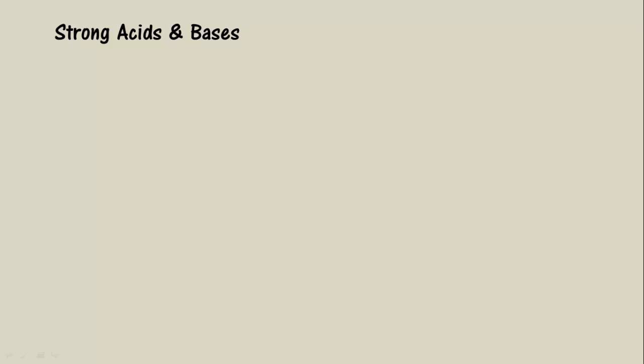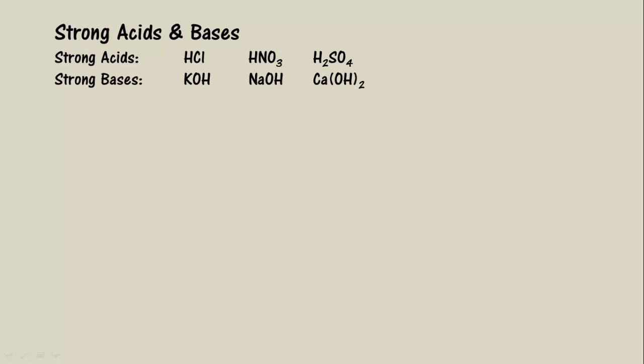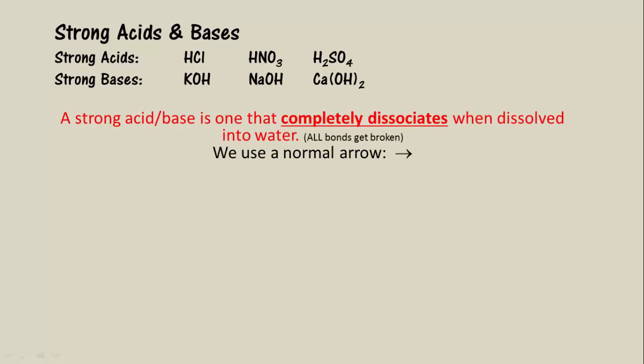Okay, let's start with strong acids and bases. These are the ones that you've had most dealings with so far. Strong acids include hydrochloric acid, nitric acid, and sulfuric acid. Strong bases are your hydroxide compounds, such as potassium hydroxide, sodium hydroxide, or even calcium hydroxide, which is lime water. The definition of a strong acid or base is one that completely dissociates when dissolved into water. In other words, all bonds get broken.